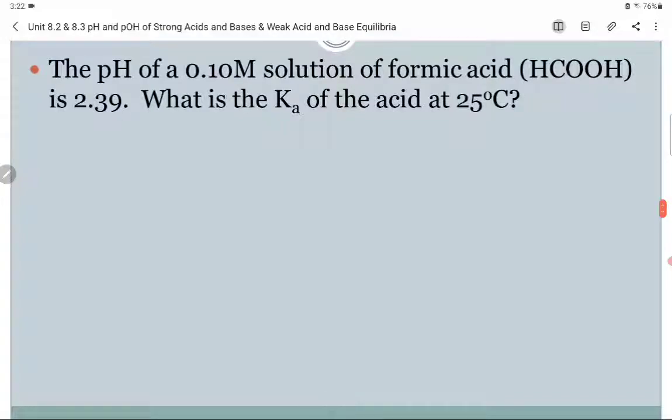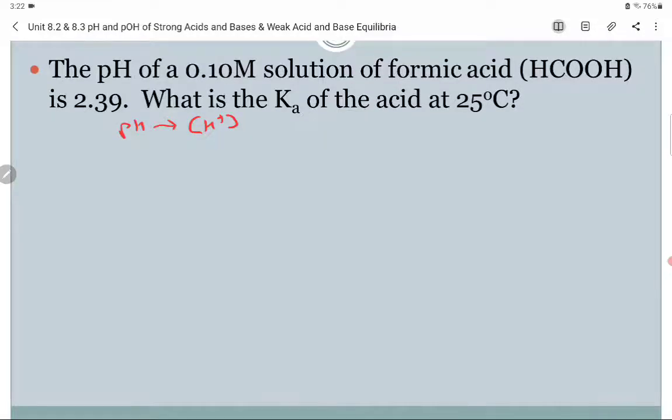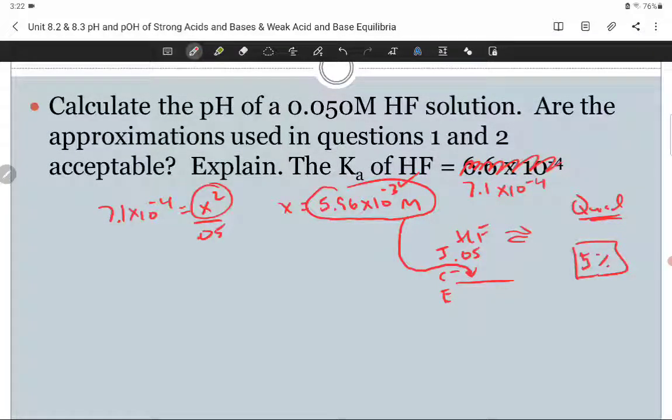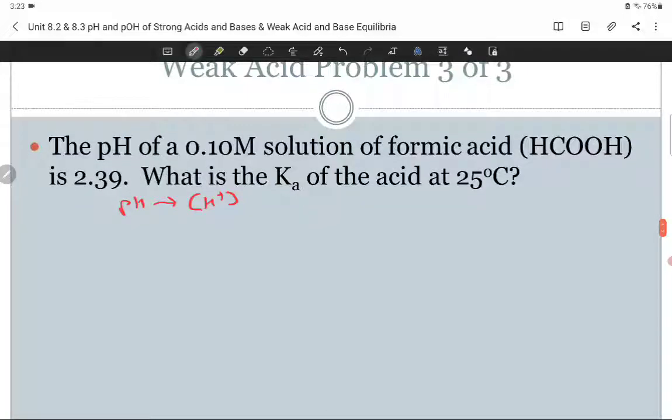Okay, so we have another acid. This time we have a pH. If you have a pH, you can turn it into a hydronium. And remember that the hydronium is going to be related to that x value. So it's going to be not only the x value for hydronium, it's going to be the x value for our conjugate base on the product side. So I'll show you this once, but I would like for you guys to be able to get past doing that kind of idea.